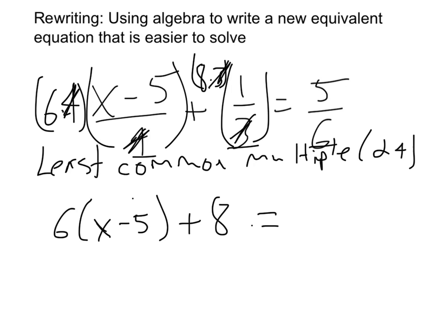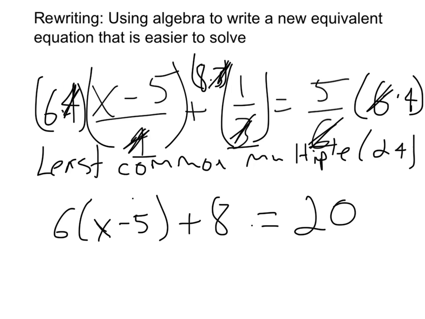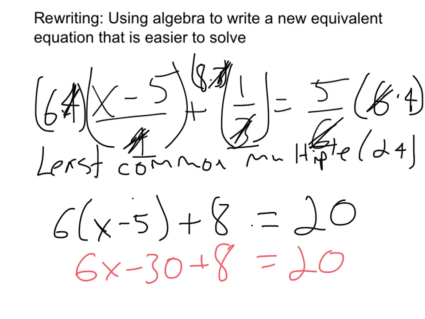Okay, and then the last step over here, I've got this one over here, 5/6. So I'm going to multiply by 6 times 4, just like I did over on this side. So the 6's cancel, and I'm left with 20. So now what we're left with is actually a much simpler equation. It's a lot easier to solve than the original one that we had at the beginning. So this was rewriting the equation in order to solve it.